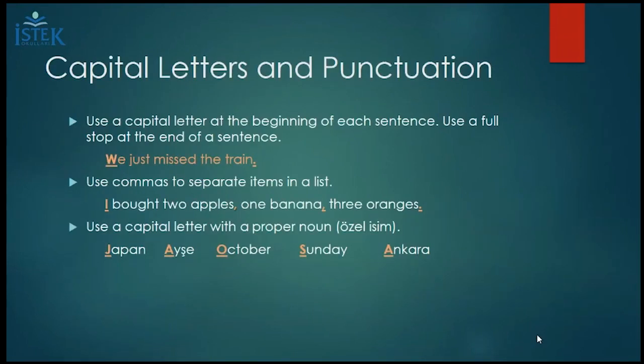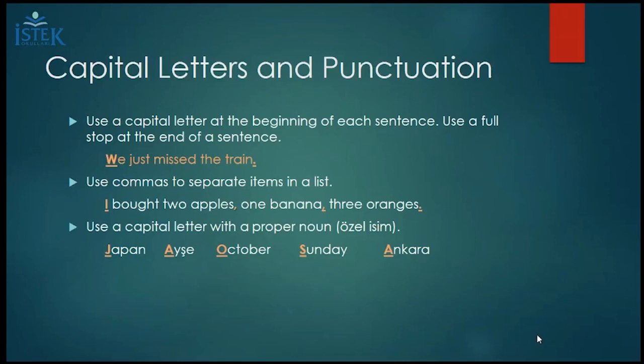Capital letters and punctuation are very important in a sentence and in a paragraph. We use a capital letter at the beginning of each sentence, and we use a full stop at the end of a sentence. Next, we're going to see a sentence that has a capital letter in the beginning, and at the end, you see a full stop. We just missed the train. W, capital letter, and after the train, there's a full stop.